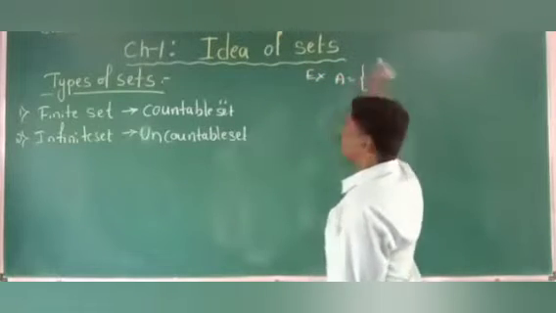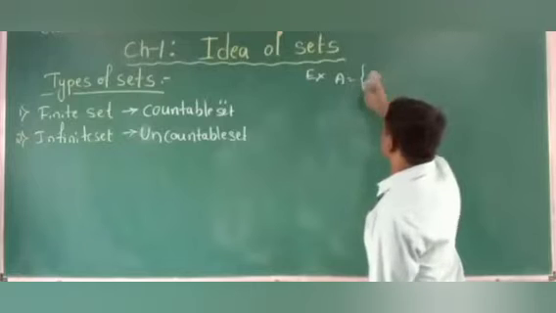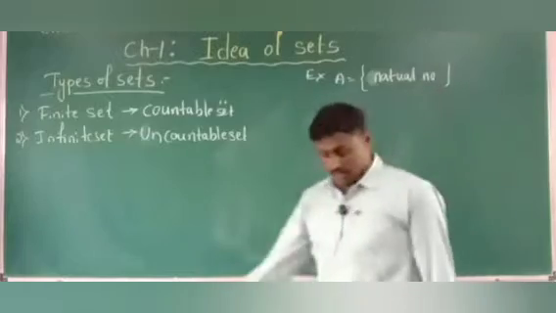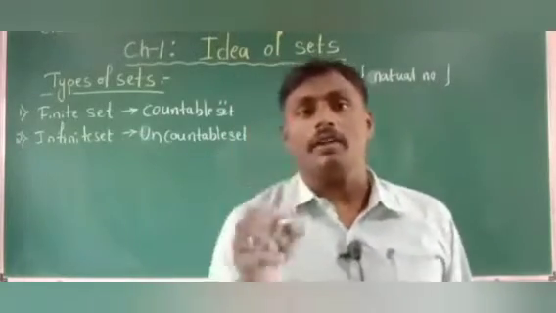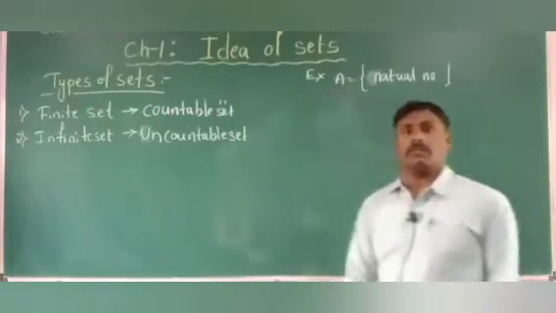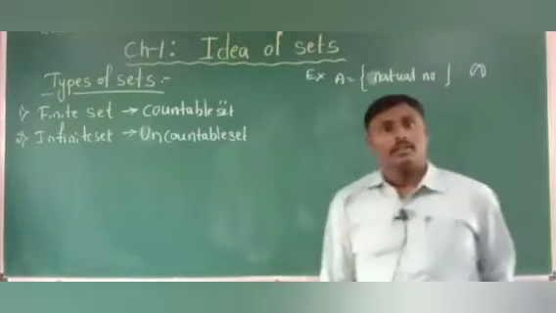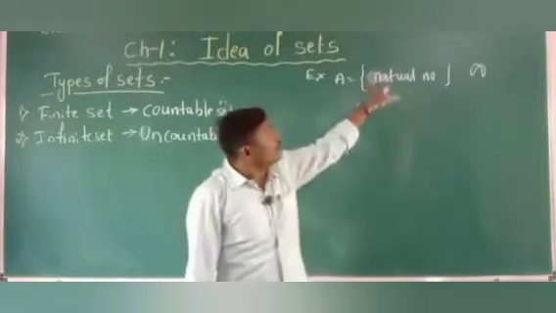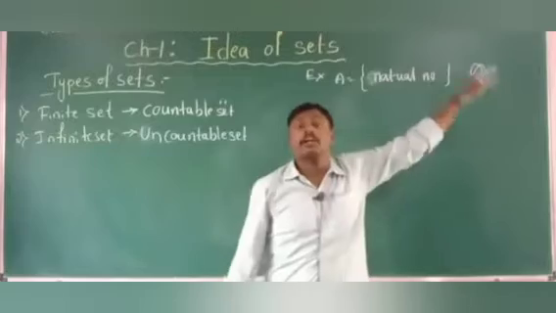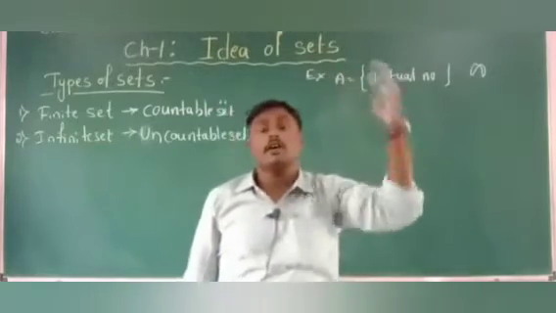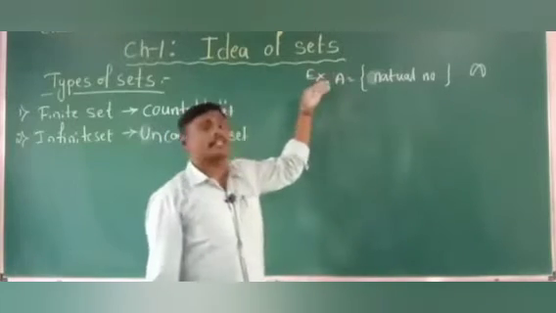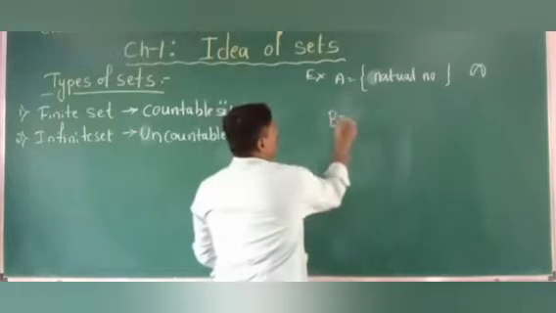If I take A as a set of the natural numbers, usually the natural numbers start from 1, 2, 3, 4, 5, 6 like that. We can write infinite number of natural numbers. The number of the elements or members existing in set A is infinity. This is the infinity symbol. This symbol indicates it has infinite number. It means we are not able to count the number of elements, number of members which are existing in set A.